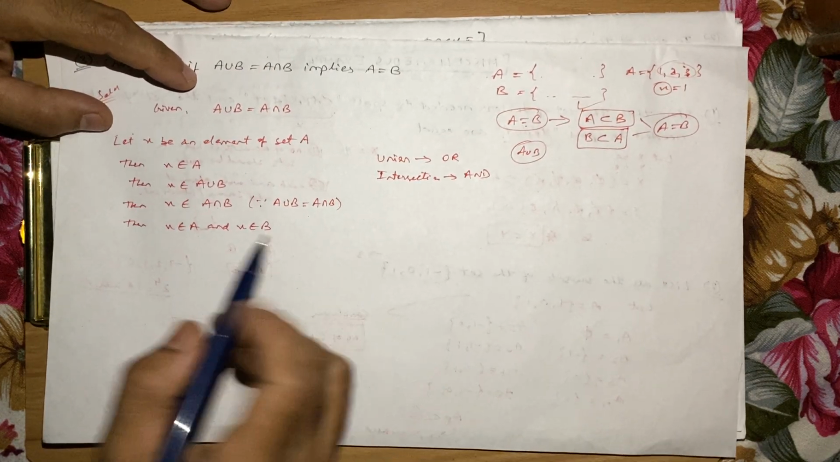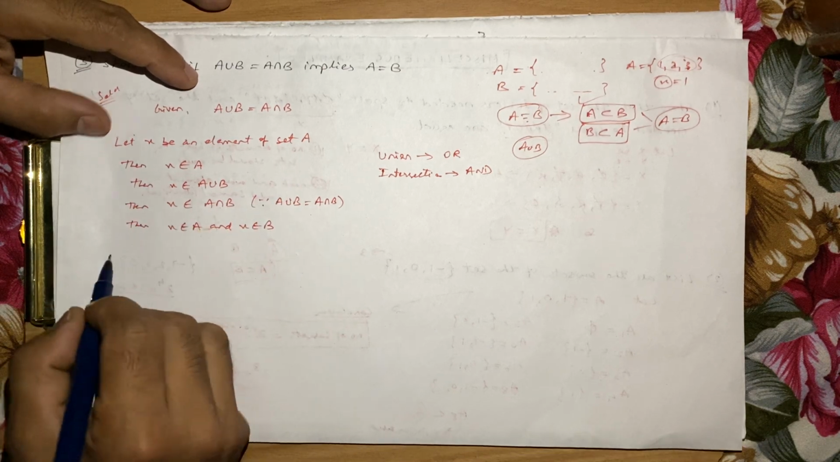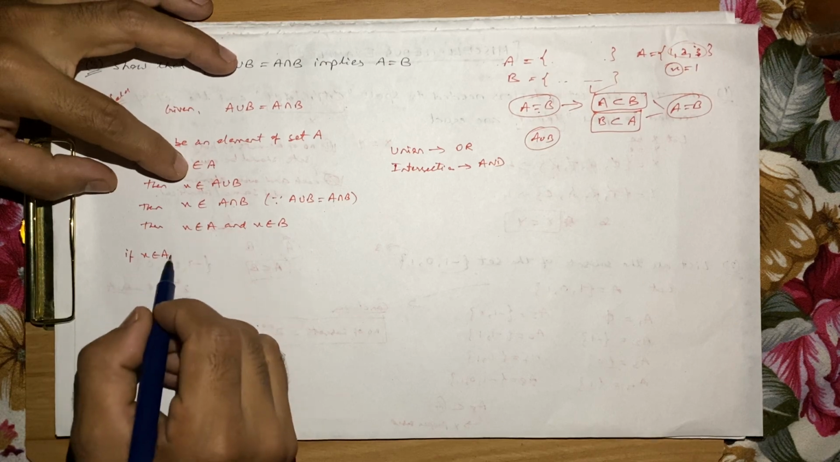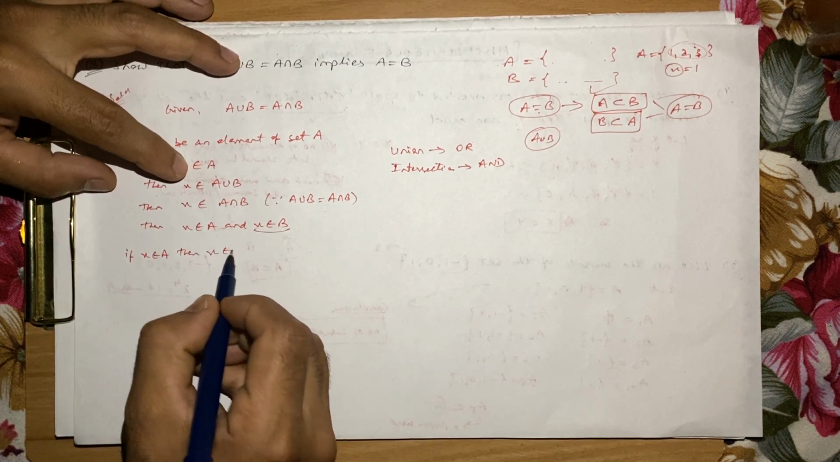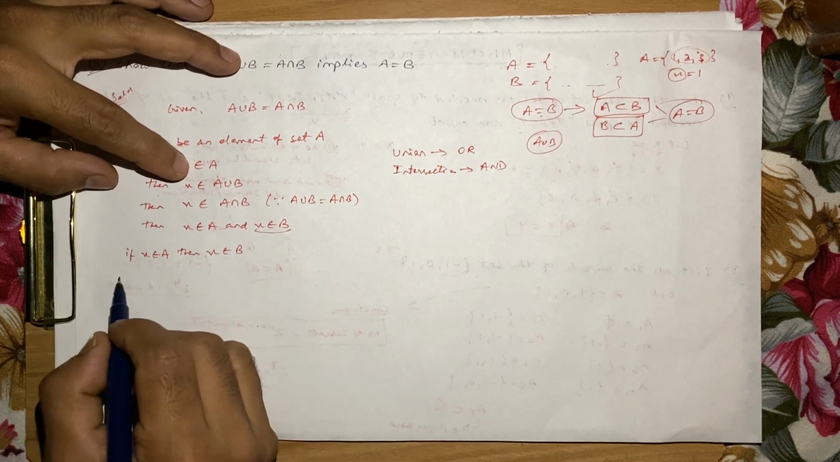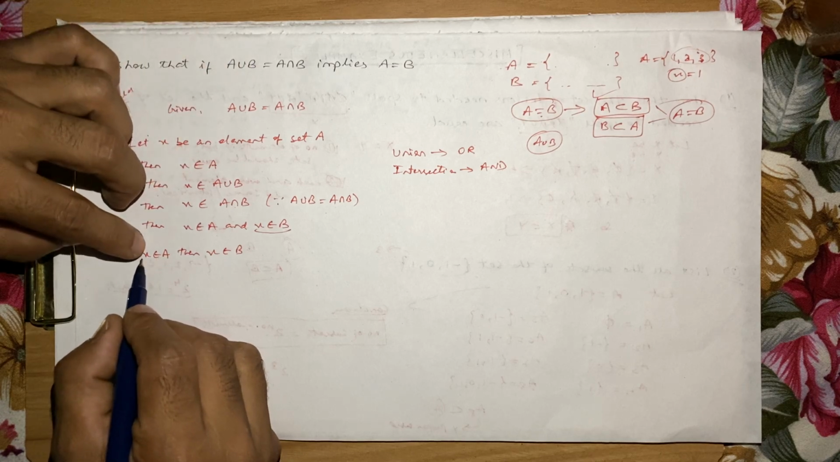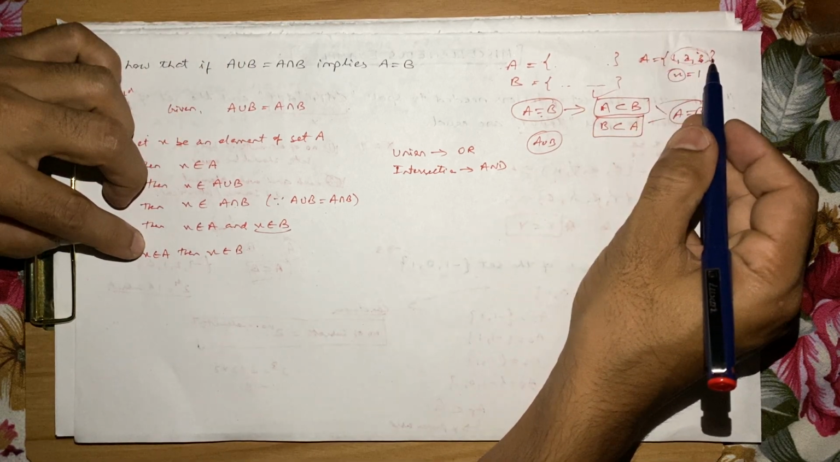So what I've done is I've assumed X to be an element of the set A, right? That is, if X belongs to A, then I got to know that X also belongs to B, right? That means each and every element that is present, because X can be 1, 2 or 3, if you think set A to be this.